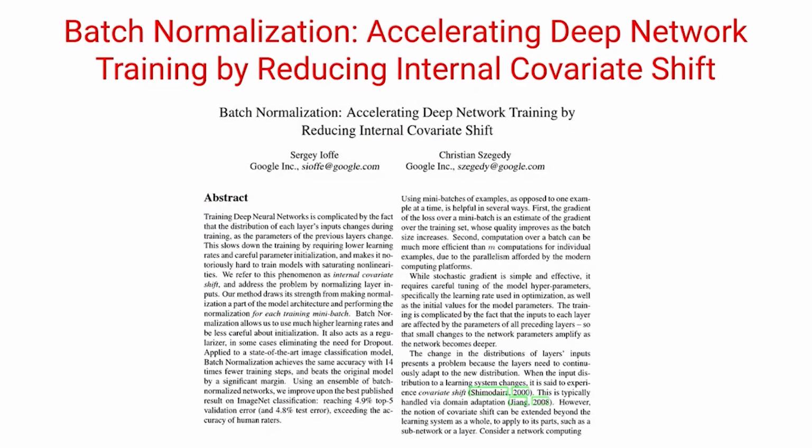This research paper on batch normalization, published by Google in March 2015, explains how it helps to reduce the internal covariate shift and hence accelerate the training. Link to this paper is given below this video. Feel free to check it out. Let's now understand what we mean by internal covariate shift.